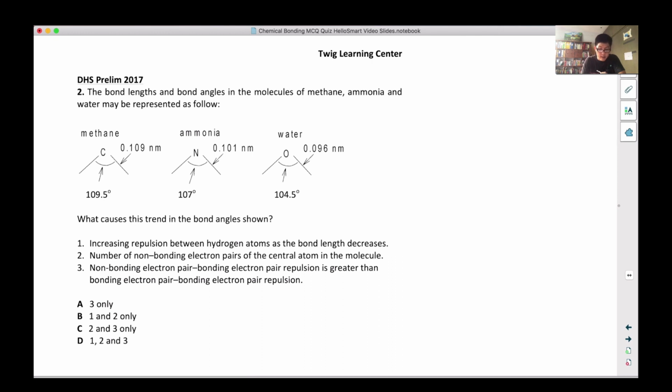The bond length and bond angles in the molecules of methane, ammonia, and water are represented below. What causes this trend in the bond angle shown?